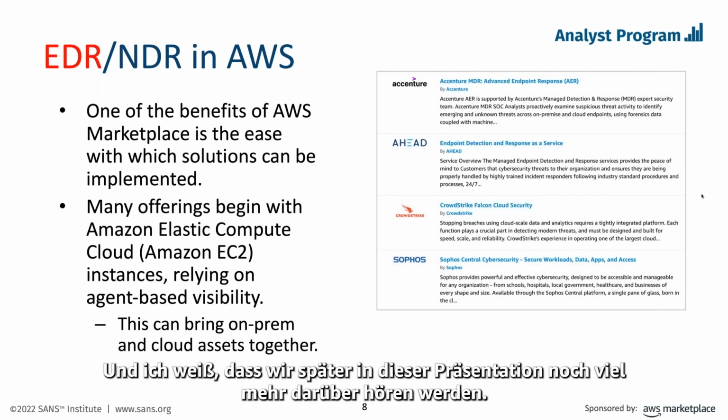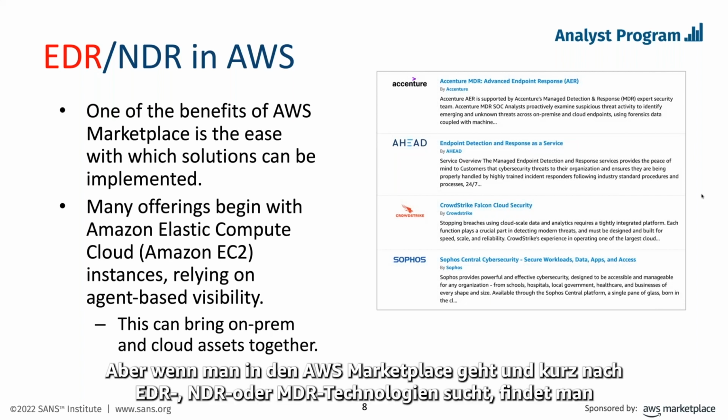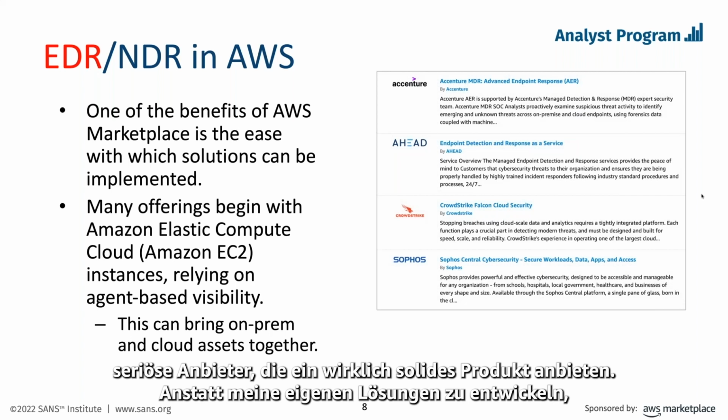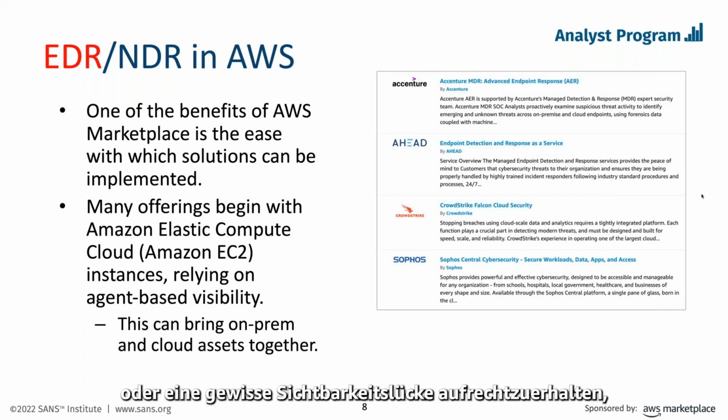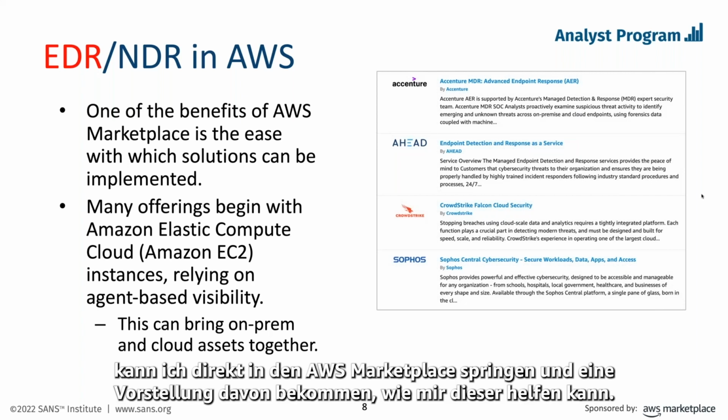Now I know we're going to hear much more about it later on in this presentation, but being able to jump into the AWS marketplace and do a quick search for EDR, NDR, or MDR technologies pulls up reputable vendors offering a really solid product instead of me needing to roll my own, or instead of me maintaining some visibility gap and just saying, we're never going to know. Instead, I can jump right into the AWS marketplace and get an idea of what's available and what's there.